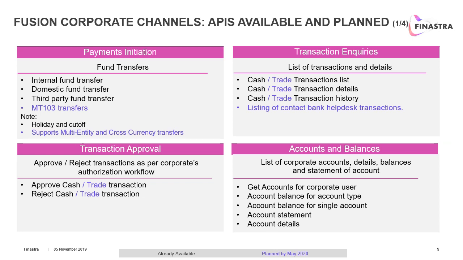In cash, we have the payments initiation API, which allows a corporate to initiate a fund transfer request to the bank. A corporate raises a lot of requests for fund transfers to their own accounts, to their vendors in the same geography, or even to counterparts across the world. To initiate those transfers, the fintech can build an application using these endpoints. Some of the endpoints are internal fund transfer, domestic fund transfer, third party, and MT103 transfers. To enhance our existing APIs, we are also including the multi-entities corporate setup and the cross-currency fund transfers.